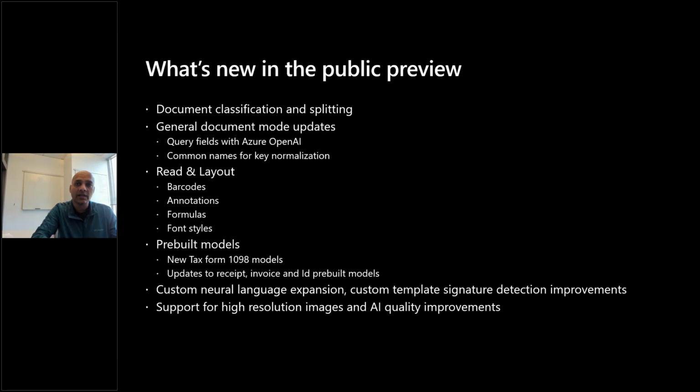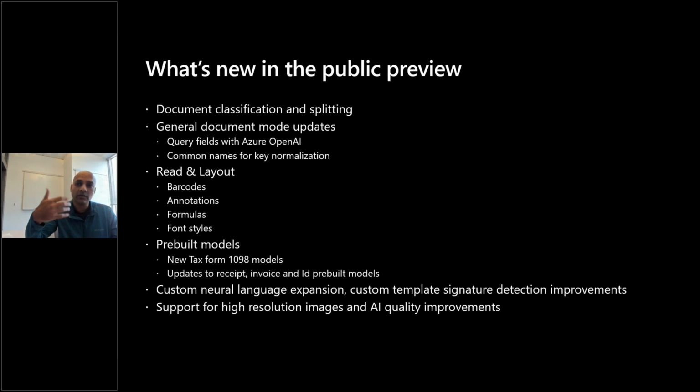In addition to that, there's a number of different updates across the platform. If you're familiar with Form Recognizer, you know that the Read API extracts content and language detection. It now includes barcodes, so you can now extract barcodes from documents as well. And layout also includes annotations, formulas, as well as font styles. A lot of you are working in data science, and a lot of you read scientific papers. There's a lot of formulas and mathematical expressions in these documents. Those are all extractable now using the formulas capability within layout.